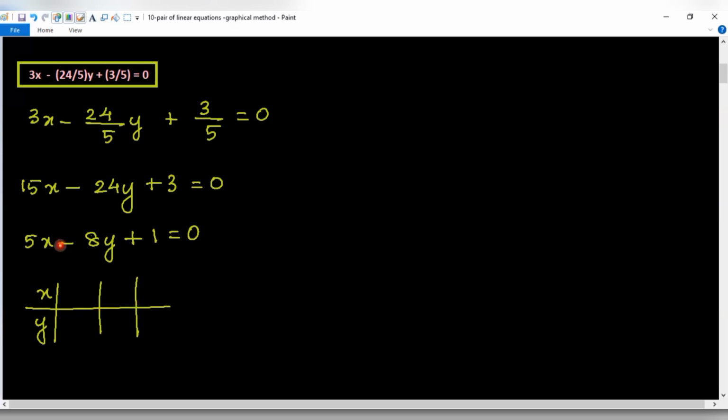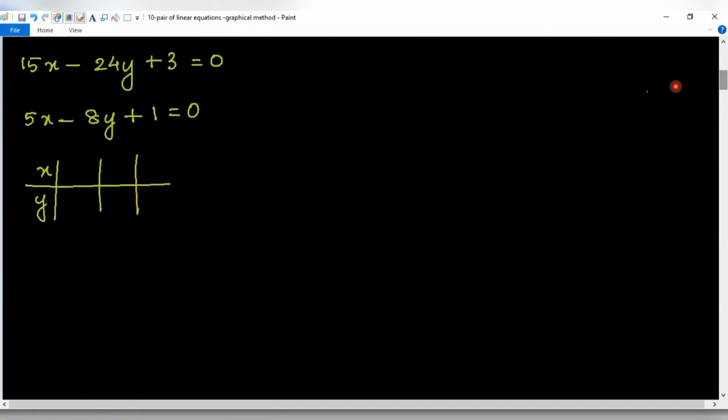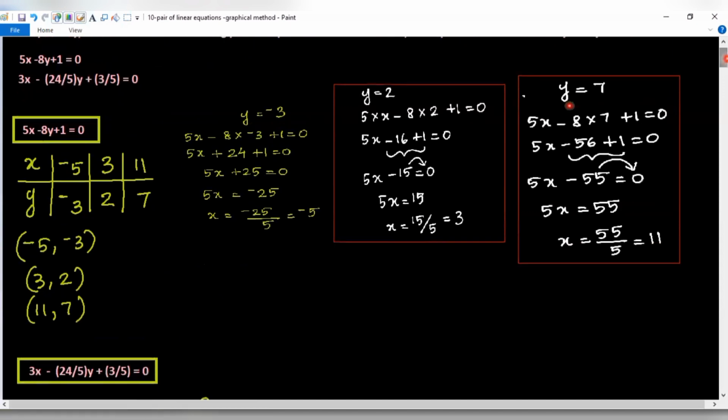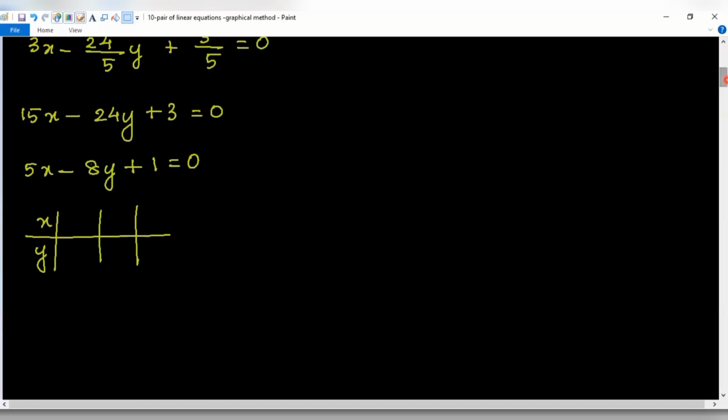Now, see, this is the same equation that we were having here, no? 5x minus 8y plus 1 equal to 0. Here also 5x minus 8y plus 1 equal to 0. So, can we just copy down the values from here? Yes, we can do that because it is the same equation. Now we know both the given lines are alike, right?